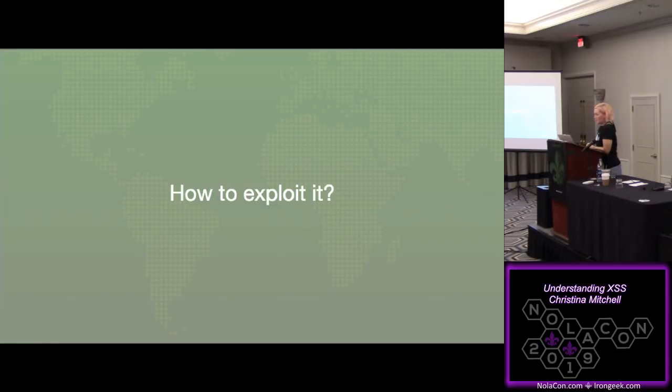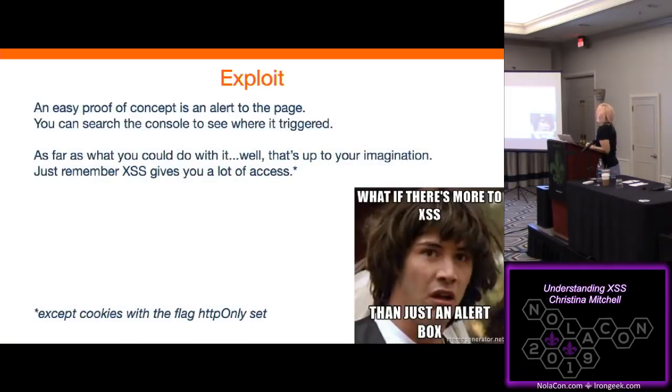Great, now how do you exploit it? Good stuff. An easy proof of concept is the alert to the page. You can search the console to see where it's triggered. As far as what you can do with it, it's up to your imagination. You have the front door, so everything we talked about with what you get access to, you can tinker with. It gives you a lot. Side note: cookies with the HttpOnly flag set, you're not going to be able to get into those. That's okay. You're going to have everything else.